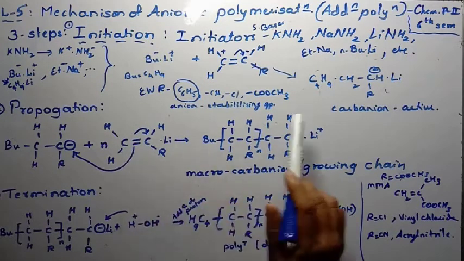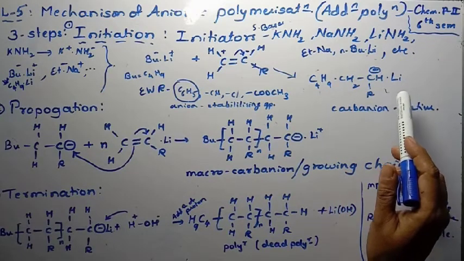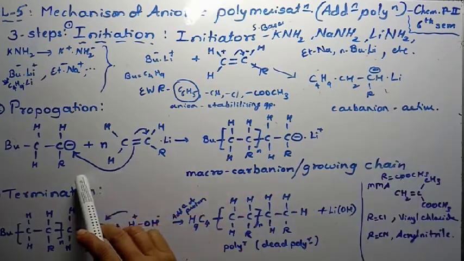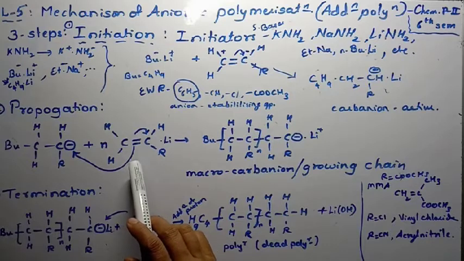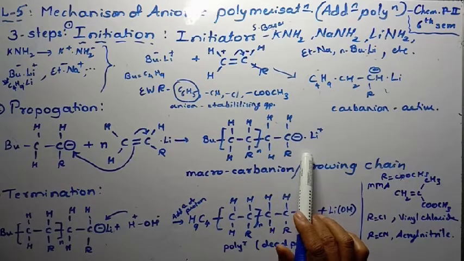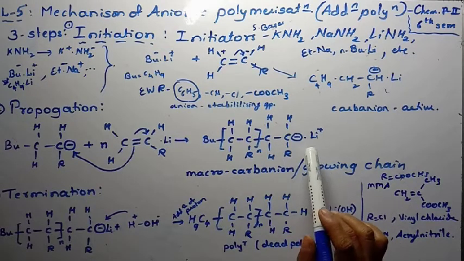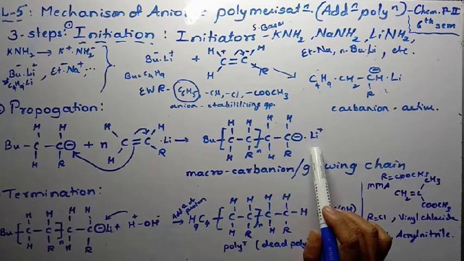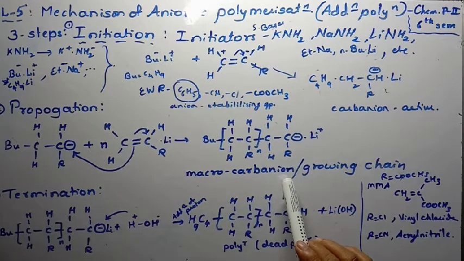In the second step, the carbanion which is an active species combines with a number of monomers one by one and leads to the formation of a macromolecule or a macrocarbanion, which is active. It is said to be a growing chain or a living chain, because it is ready to accept many more fresh monomers to give the macromolecule or macrocarbanion.